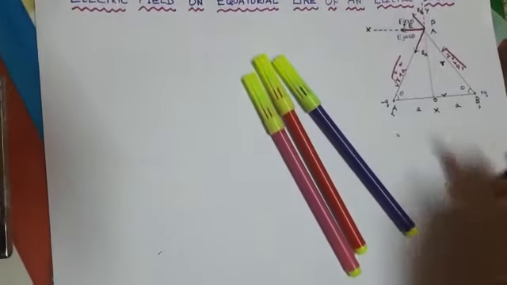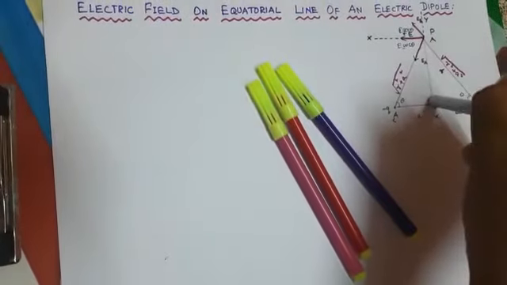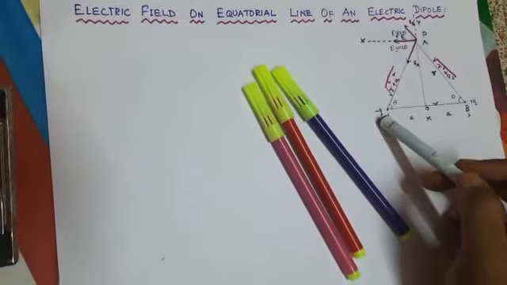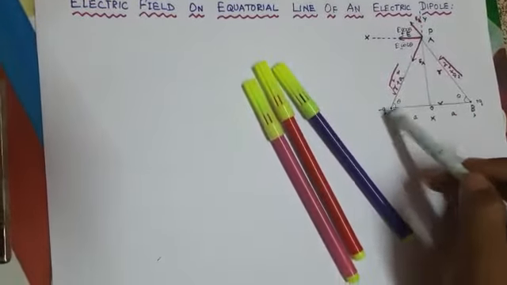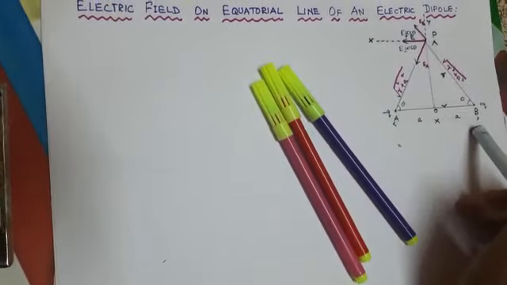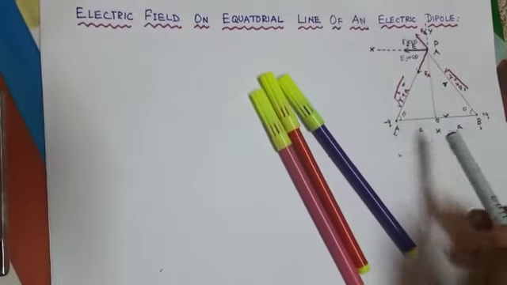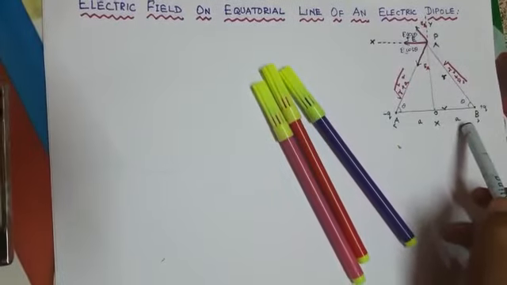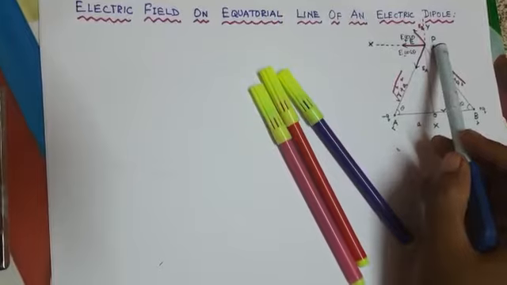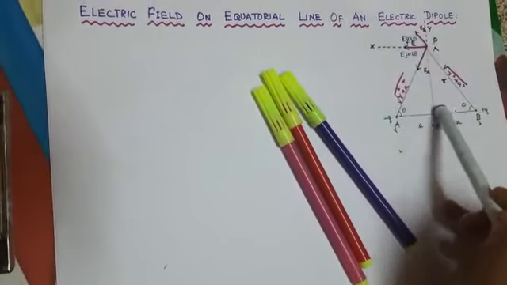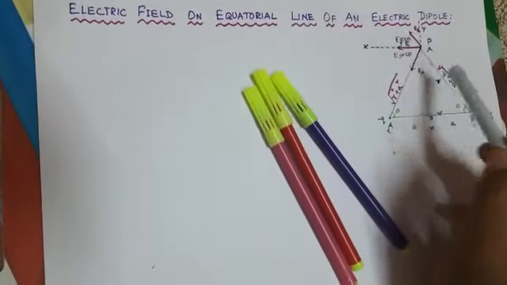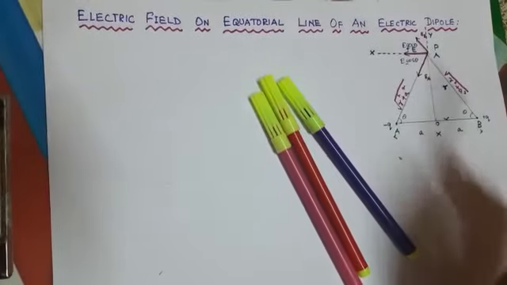So in this, how are we going to find the resultant? First, consider an electric dipole consisting of charges minus q and plus q, separated by a distance 2a. Let P be a point on the equatorial line of the dipole at a distance r from the center of the dipole.